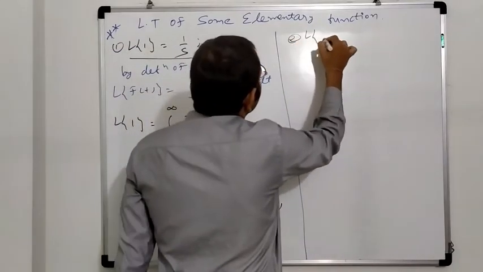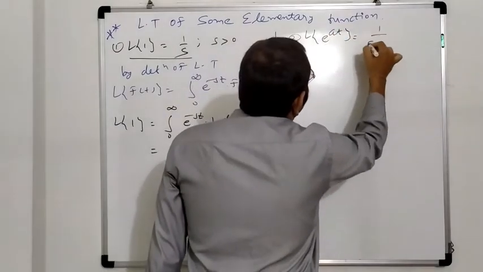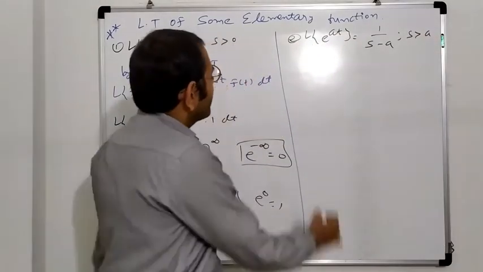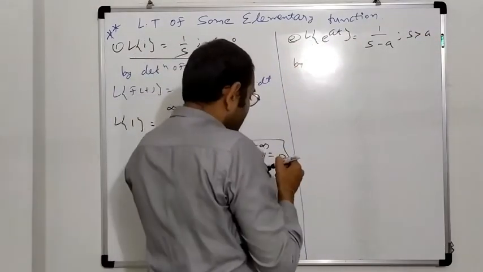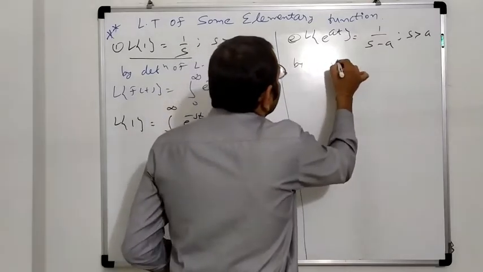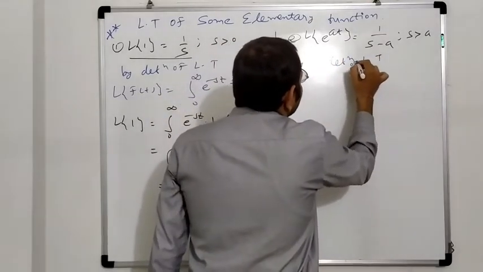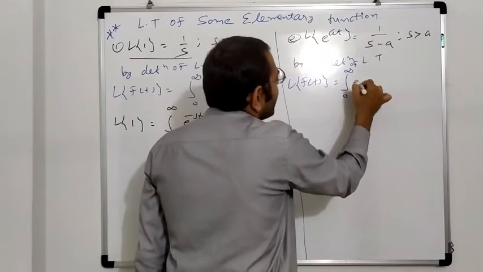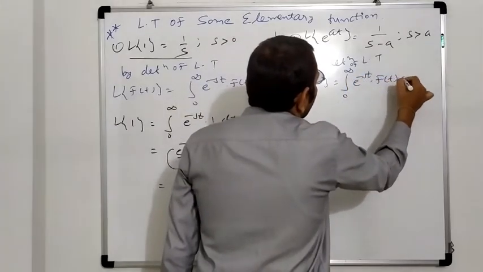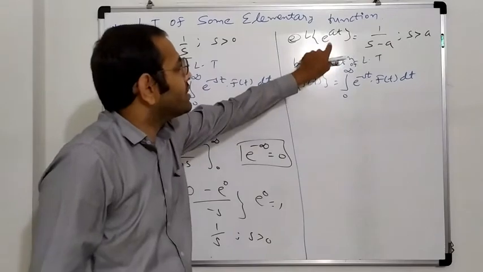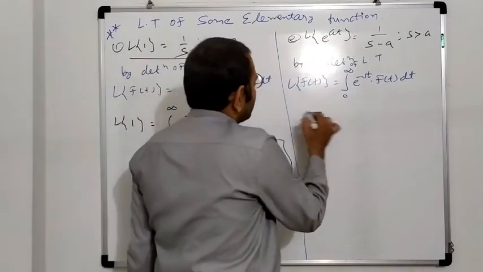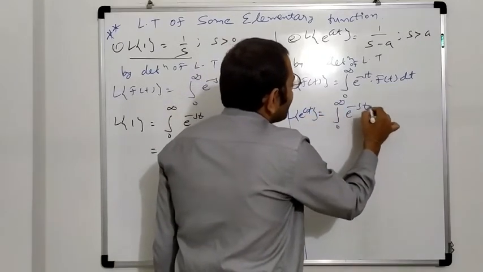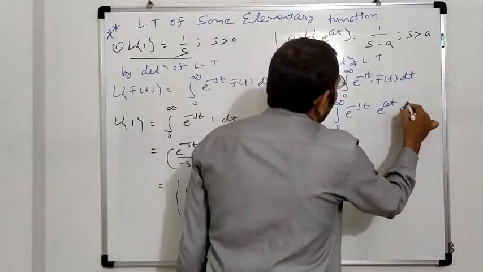Second elementary function is Laplace of e raised to at, 1 upon s minus a, where s greater than a. First, by definition of Laplace transform, Laplace of f of t equals integral 0 to infinity e raised to minus st f of t dt. Here the function is exponential e raised to at, so substituting this value as f of t, then integral 0 to infinity e raised to minus st into e raised to at dt.